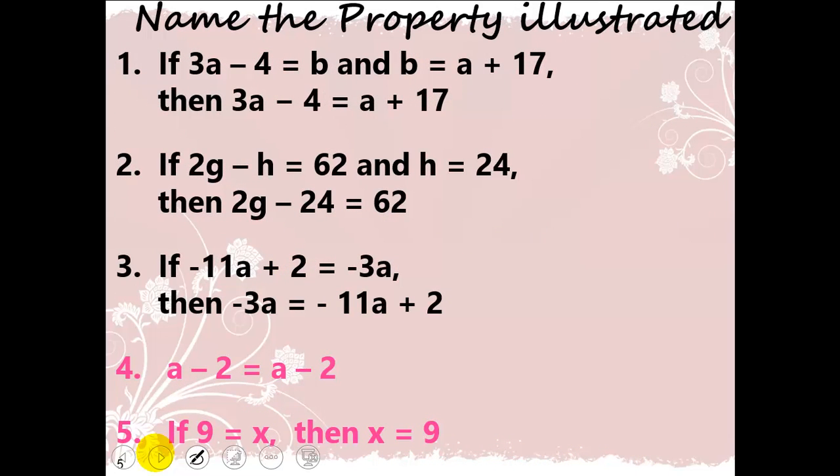All right, so I'm going to do the first 3 with you. I'm going to have you do 4 and 5, and let's just take a minute and go through these expressions and see which property is illustrated. If 3a minus 4 equals b, and b equals a plus 17, then 3a minus 4 equals a plus 17. This is thing 1 equals thing 2 equals thing 3. So therefore, thing 1 has to equal thing 3. So this is the transitive property.